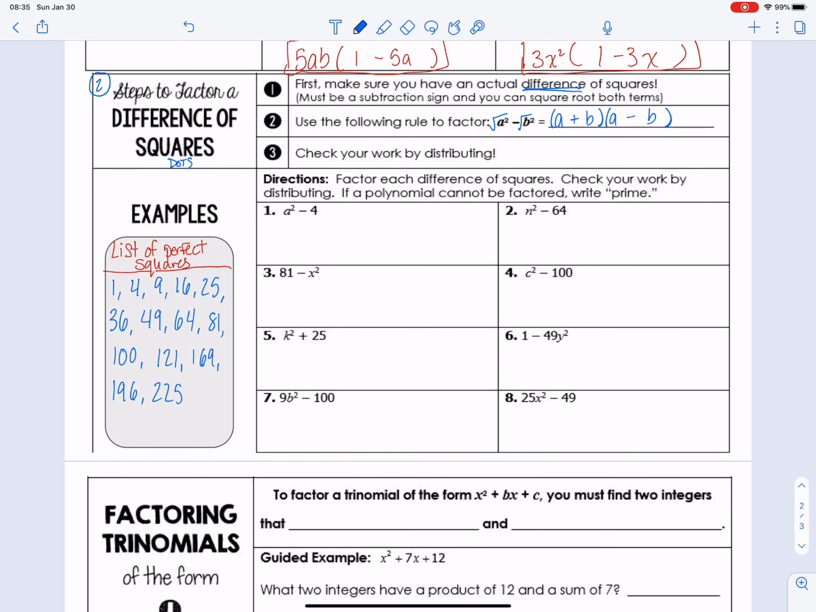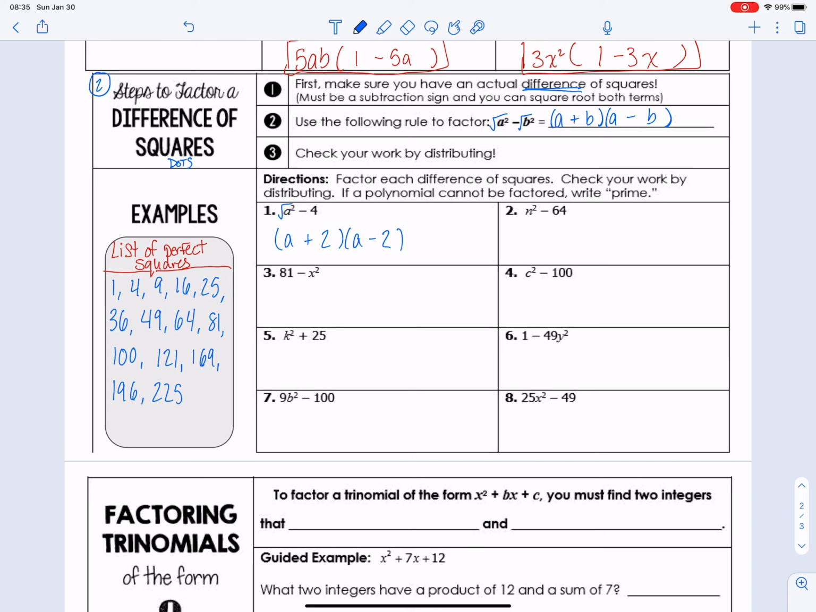So let's look at number 1, a squared minus 4, okay? There's no GCF, but I do have the difference of 2 perfect squares. So I'm going to write 2 parentheses out. Okay, the square root of a squared is a. The square root of 4 is 2. And in the middle, we're doing 2 opposite signs.